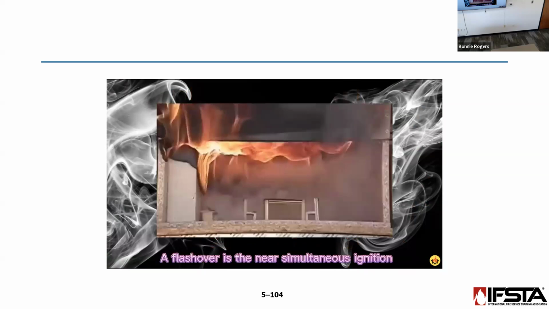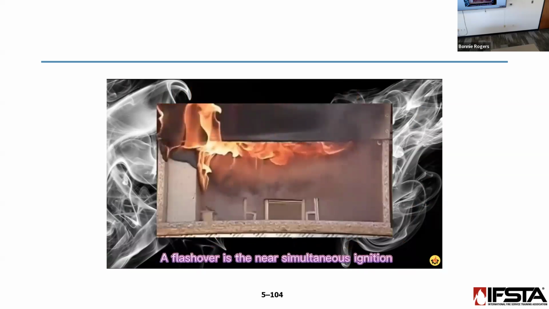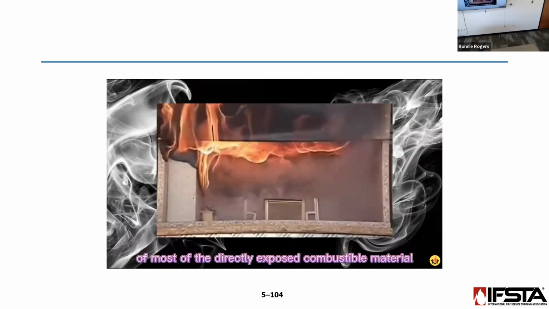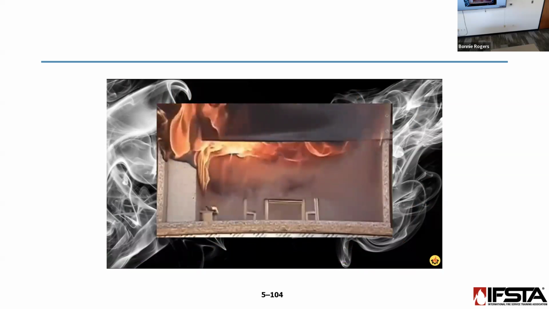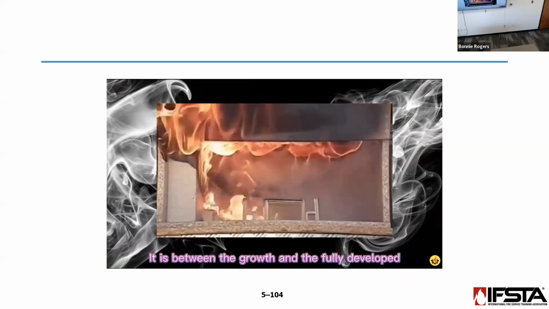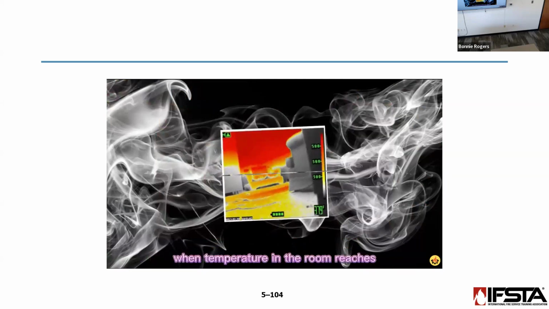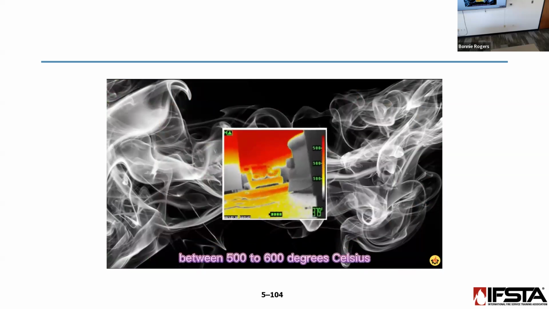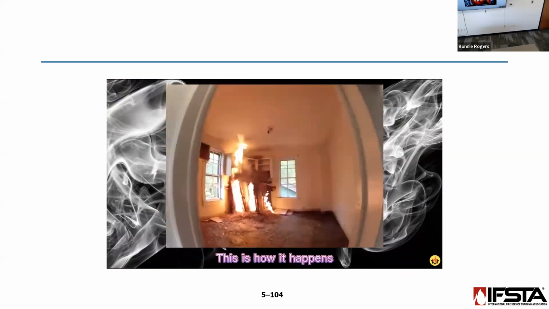Flashover. A flashover is the near simultaneous ignition of most of the directly exposed combustible material in an enclosed area. It is between the growth and the fully developed stages of fire. When the temperature in the room reaches between 500 to 600 degrees Celsius, it can occur. This is how it happens.